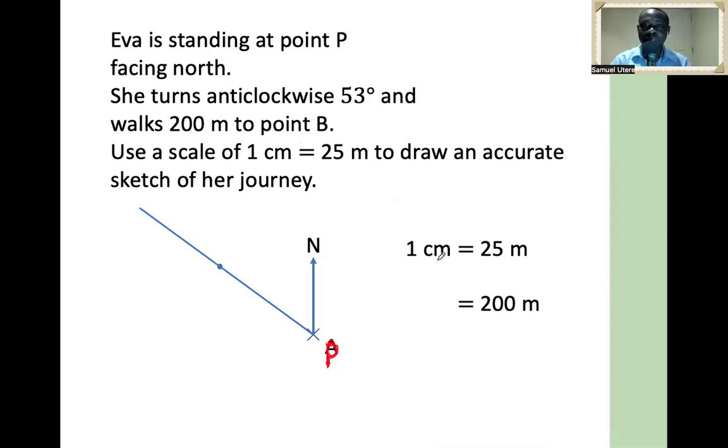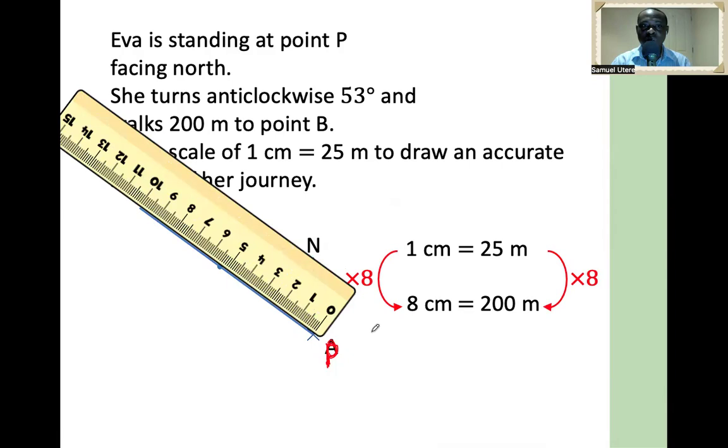So what that means is that 25 meters scaling up to 200 meters, it's 8 times. So it means we're going to have to use 8 centimeters to represent 200 meters that Eva has walked, which means this line could be as long as 8 centimeters. So we'll position our ruler there and mark 8 centimeters, and of course call that point B. You do not need to rub off the other excess part of the line. You can just leave it, provided you have marked point B accurately. You're just fine.